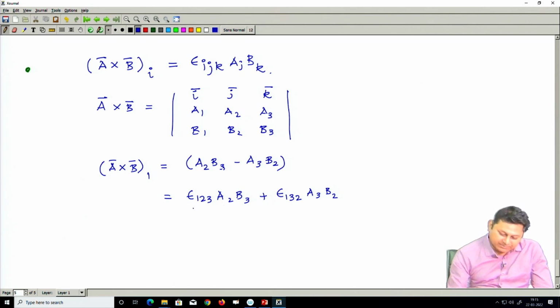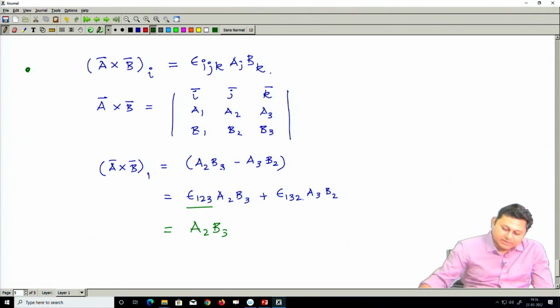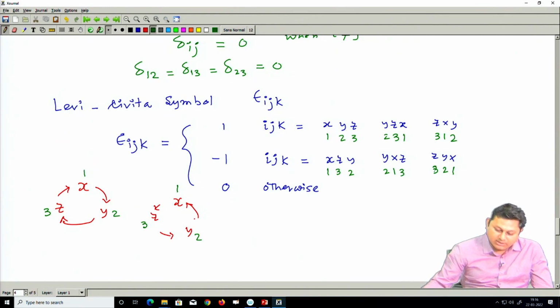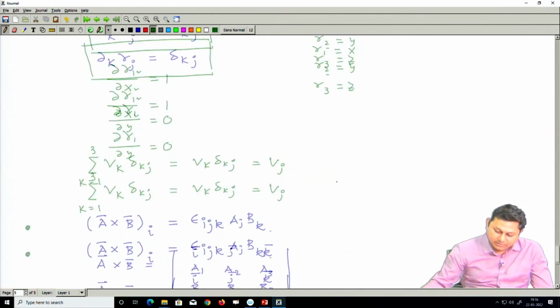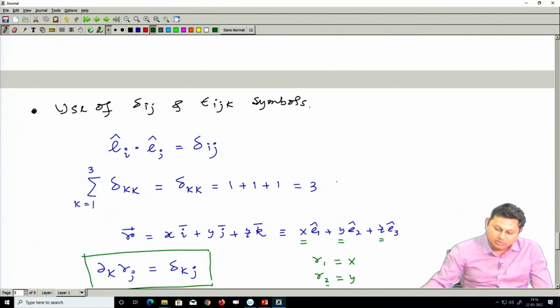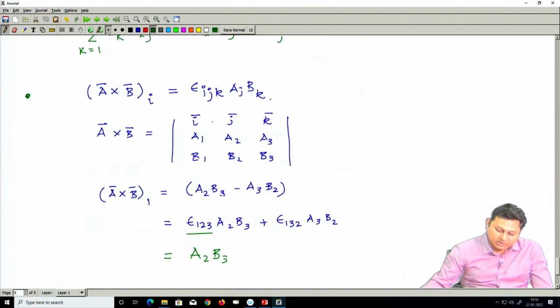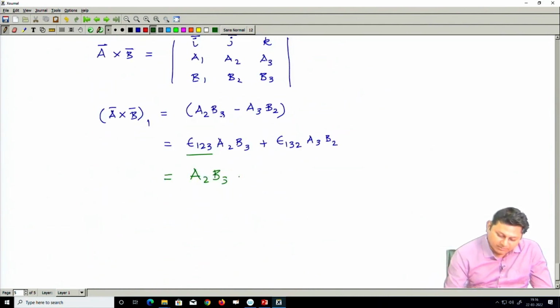Now, if you look carefully, epsilon 1 2 3 is plus 1, so I should have simply A2 B3. What about epsilon 1 3 2? If you go back and check epsilon 1 2 3, epsilon 1 3 2, that first one, this value is minus 1. So if I put that minus 1, it should be simply minus A3 B2, which we already had here.